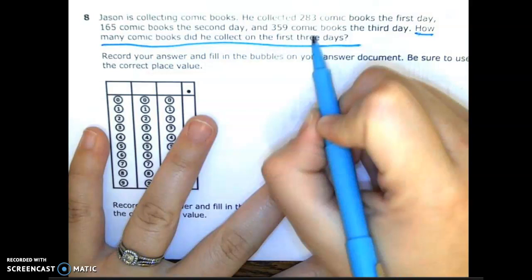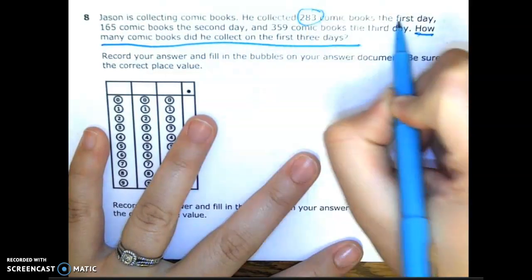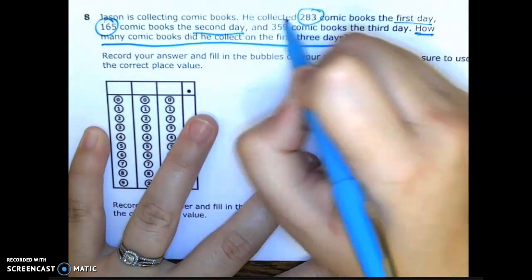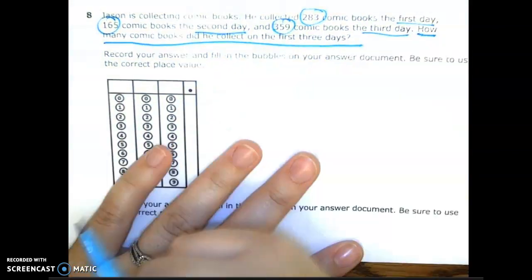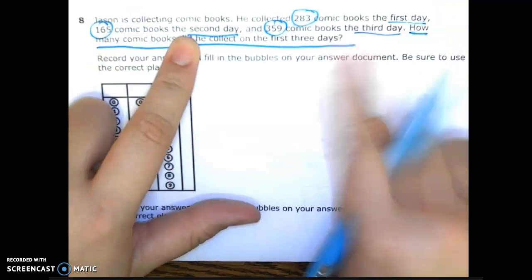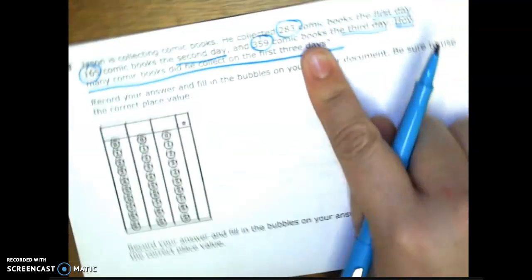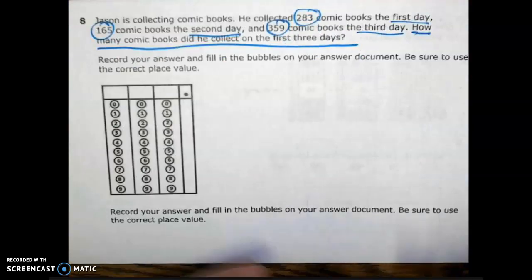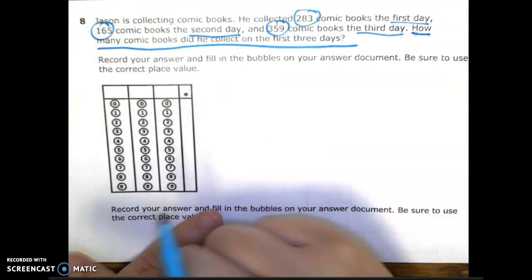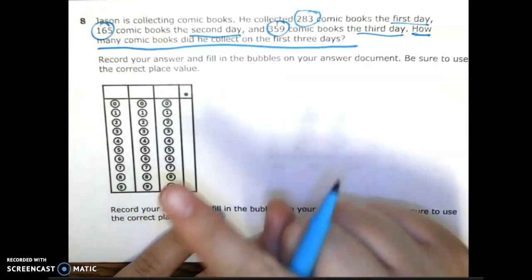Well, 283 on the first day, 165 on the second day, and 359 on the third day. So I know how much he collected on day 1, day 2, and day 3. How many comic books did he collect on the first 3 days? So I know day 1, day 2, and day 3.